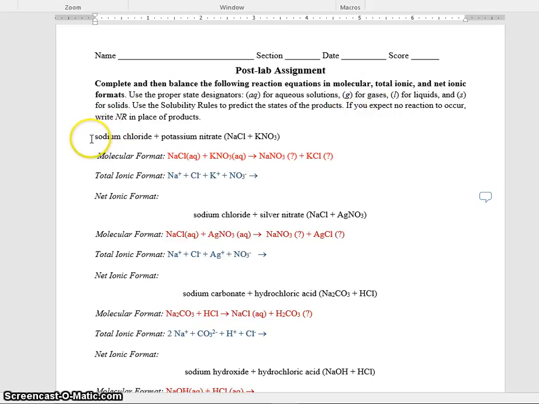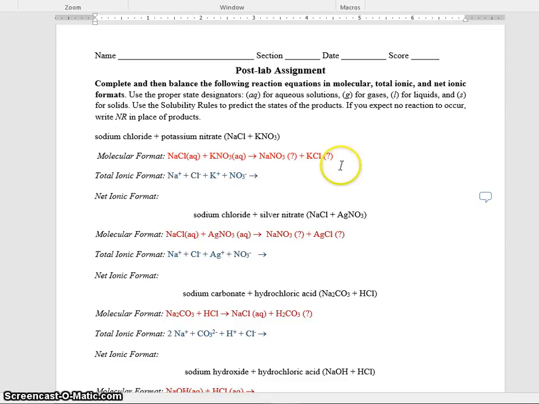So the first one is the reaction between sodium chloride and potassium nitrate, and they give you the formulas. So the molecular format is just the equation the way you've been seeing it. So in this case, it's NaCl, and we know it's aqueous because we're all starting with aqueous solutions, plus potassium nitrate, KNO3, goes to form.